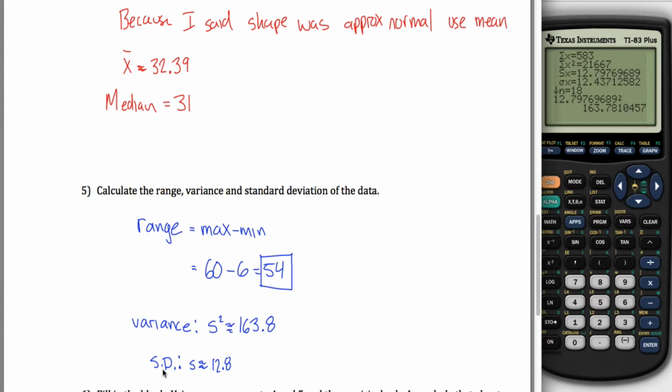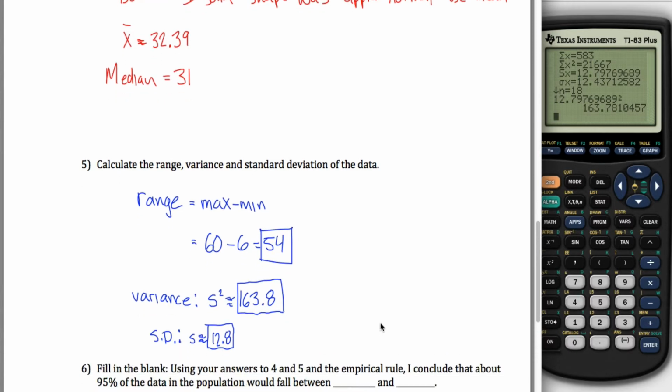Range, variance, standard deviation. I don't really care that you know the symbols for these things. It's good to know them eventually. I don't really care for this quiz, I guess is what I'm saying. So if you said S squared, cool. If you said S, awesome. Like you know the symbols. If you don't, that's all right. Figure them out eventually. Range, variance, and standard deviation of the data, done.